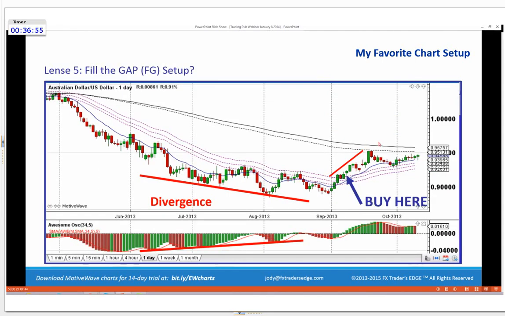Now, this is one of our setups, the strategy that we use. This we call the fill the gap trade. When the market is starting to correct, we have divergence, the market is starting to correct, and we measure our price targets to the tunnel.